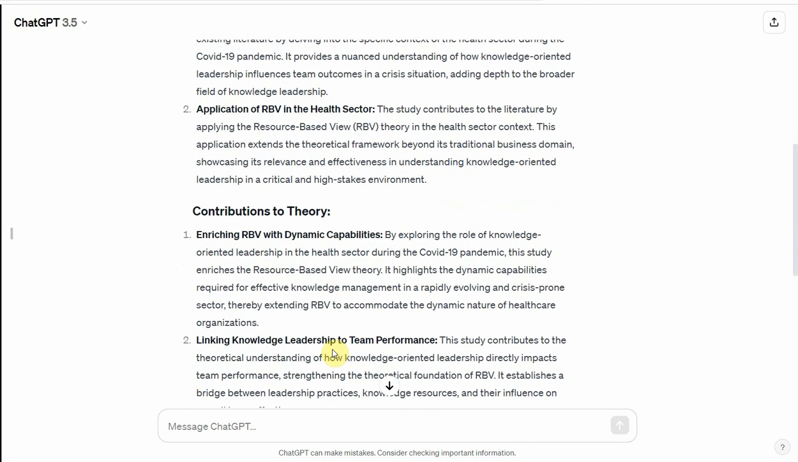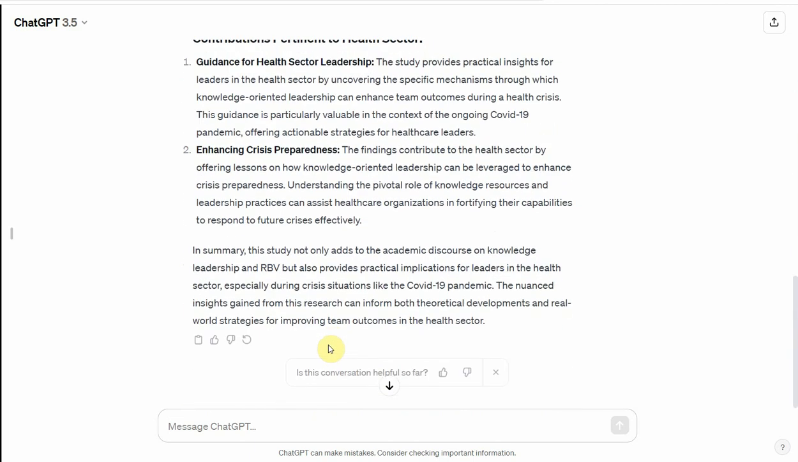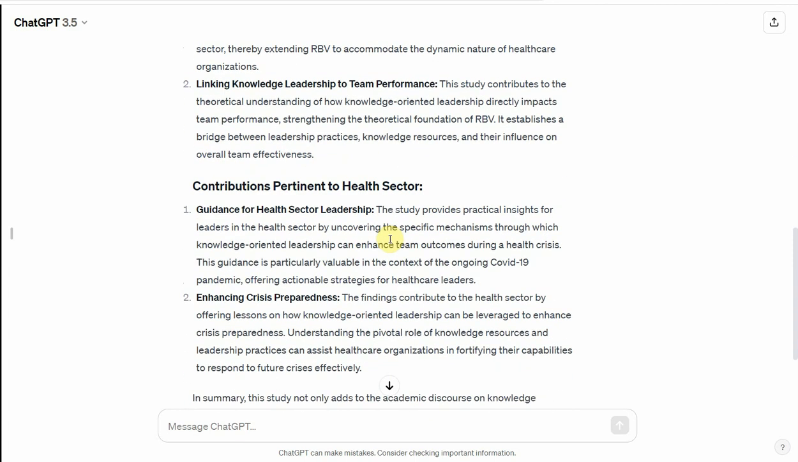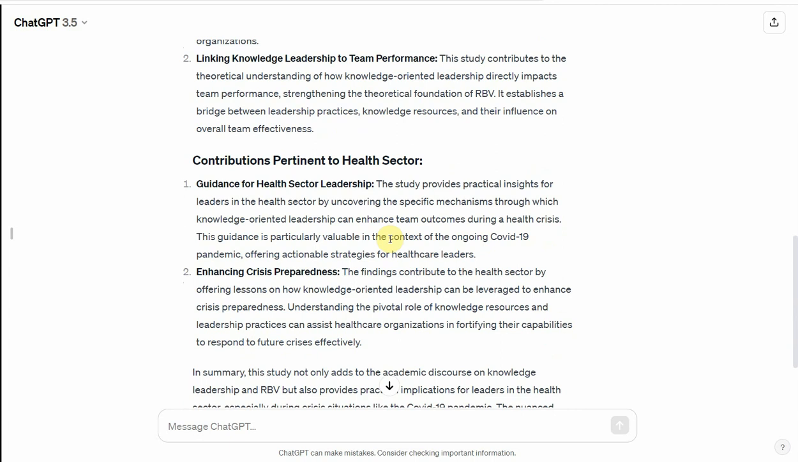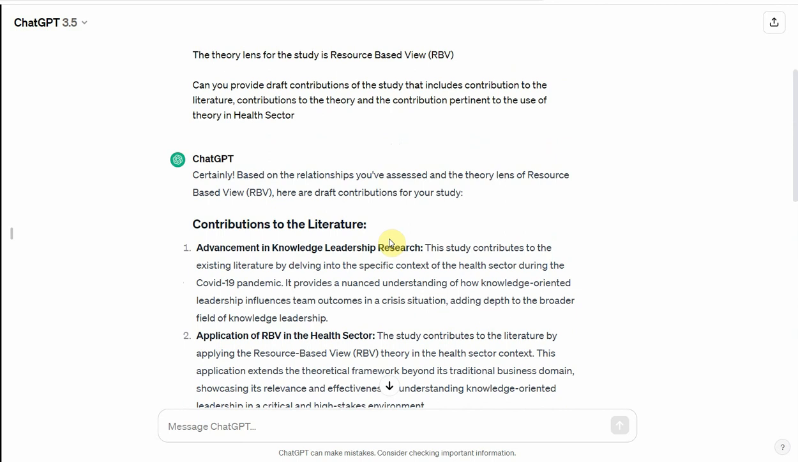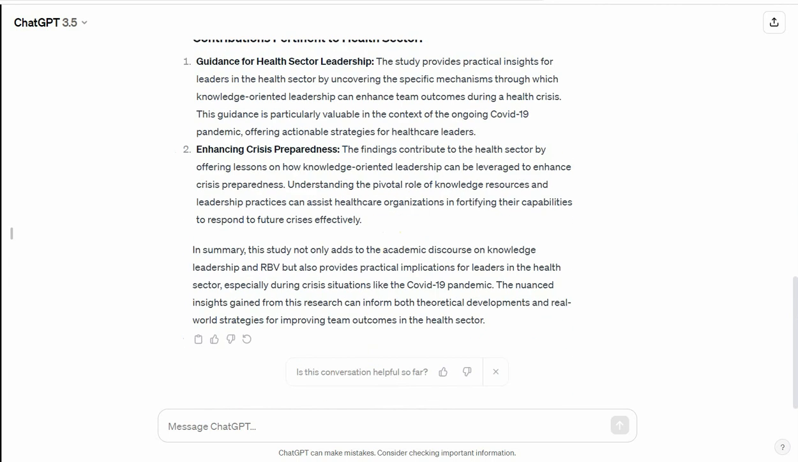Now where is my contribution pertinent to the new relationships? Let's see. By exploring the role of knowledge-oriented leadership in health sector during COVID-19 pandemic, this study enhances resource-based. Again, this is theory. This is theory, but there is no contribution pertinent to the relationships. I can't see it. Now again, this is important. That is the reason I was mentioning earlier that one needs to understand how contributions are written, because it's missing a big chunk of my contributions.